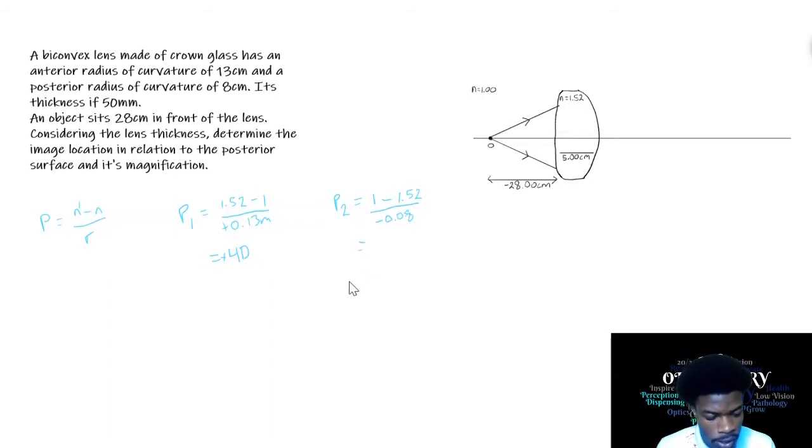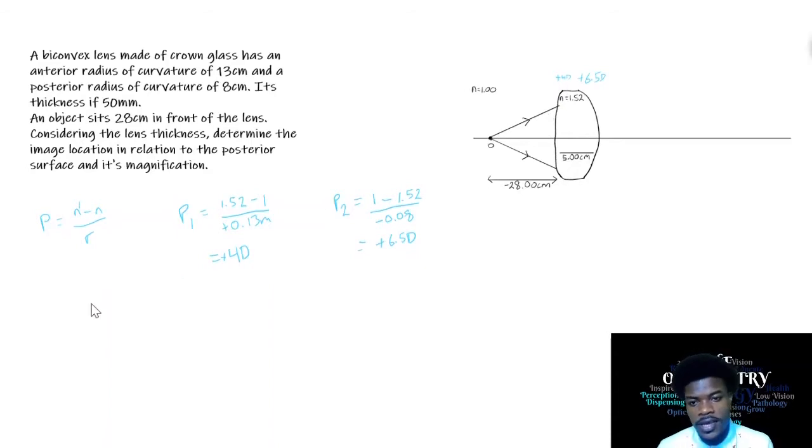Let's see what we will get here. 1 minus 1.52 over minus 0.08, and that gives us plus 6.5 diopters. And these things can be plugged in one time here. So we have plus 4 here, and then plus 6.5. Both of them are in diopters.